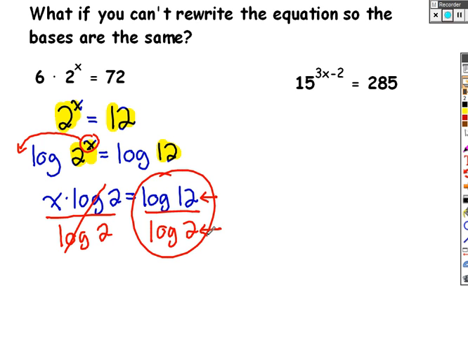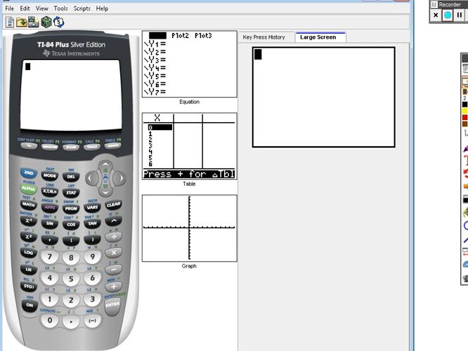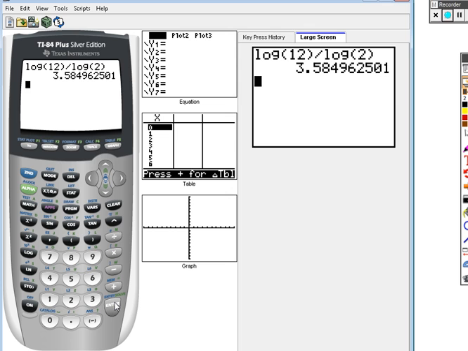So now you just go to your calculator and type in log base 10 of 12. So log of 12 divided by log of 2, and that should spit out your answer. So we're definitely going to be using our calculator in this section. If I round to the nearest hundredth, I get about 3.58.